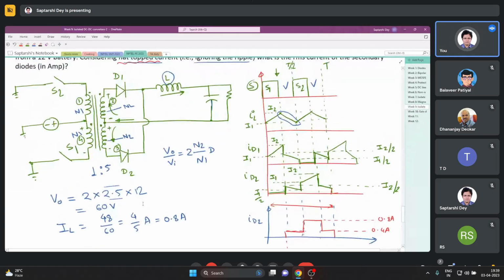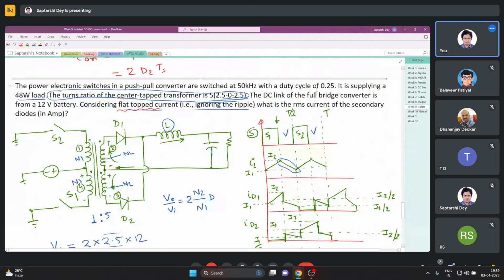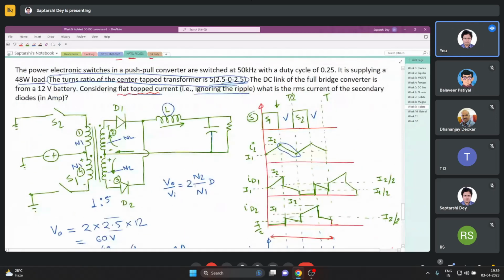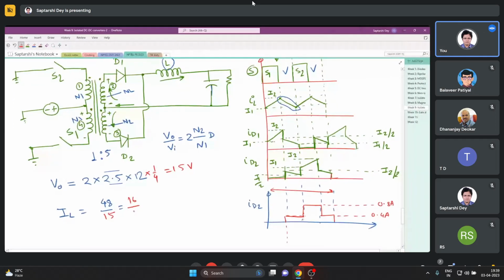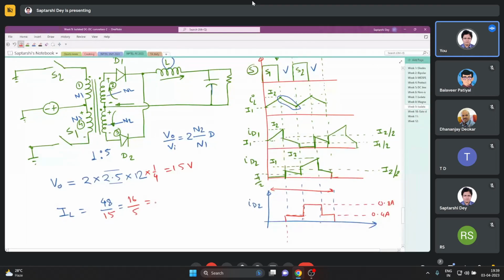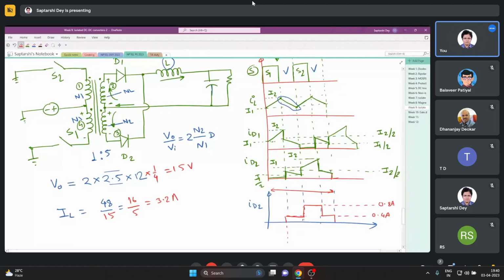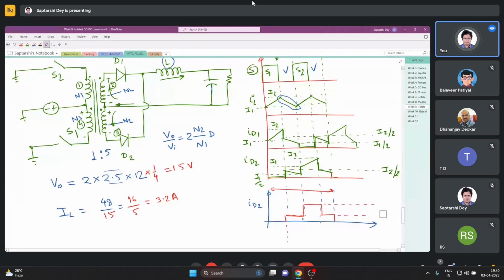Oh, I did not multiply the duty ratio. Sorry, I did not multiply the duty ratio. I wrote it here. Duty ratio is 1 by 4. So it is 15 volt. 48 by 15, 16 by 5. So it should be 3.2 ampere. In this equation, I forgot to multiply the duty ratio. So it is 3.2 ampere.